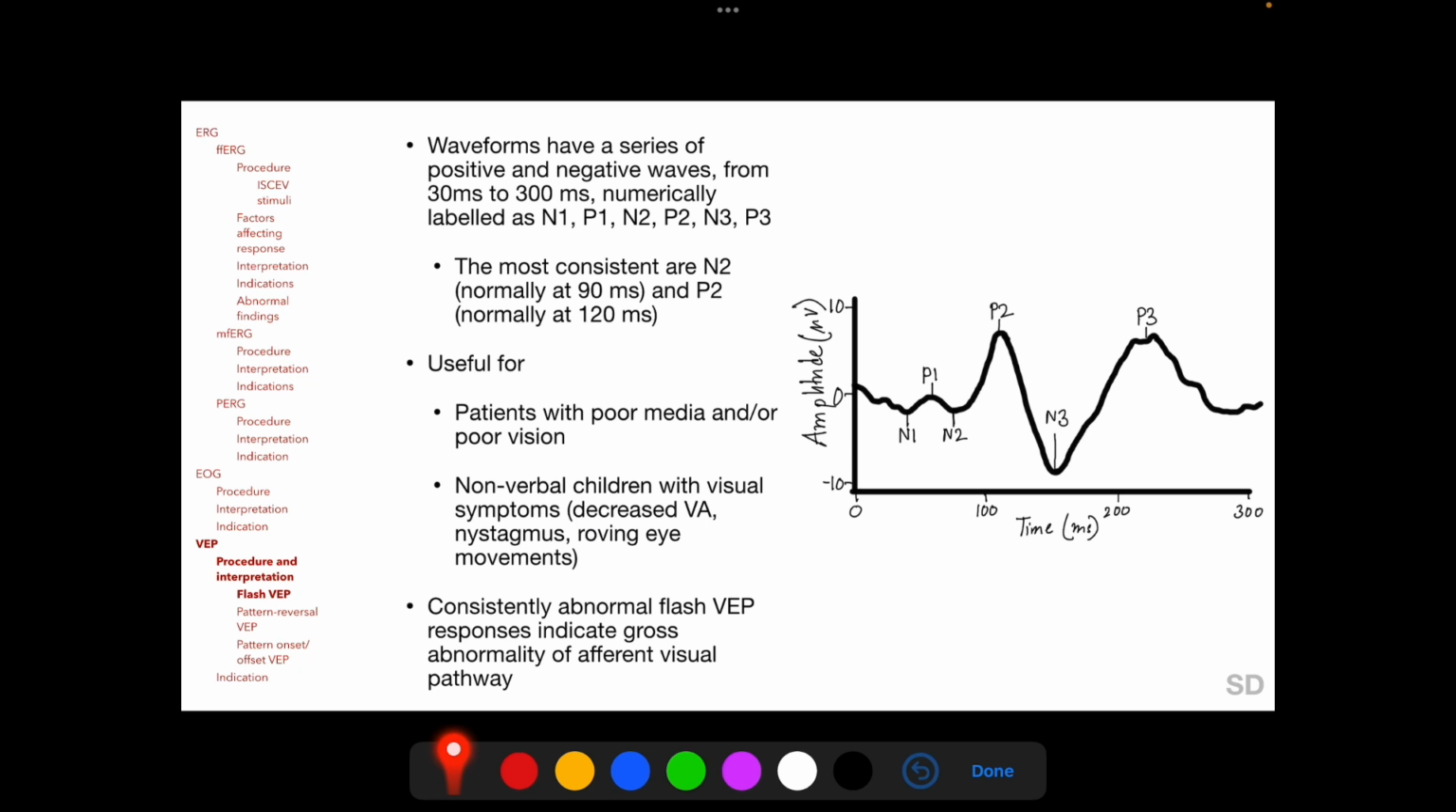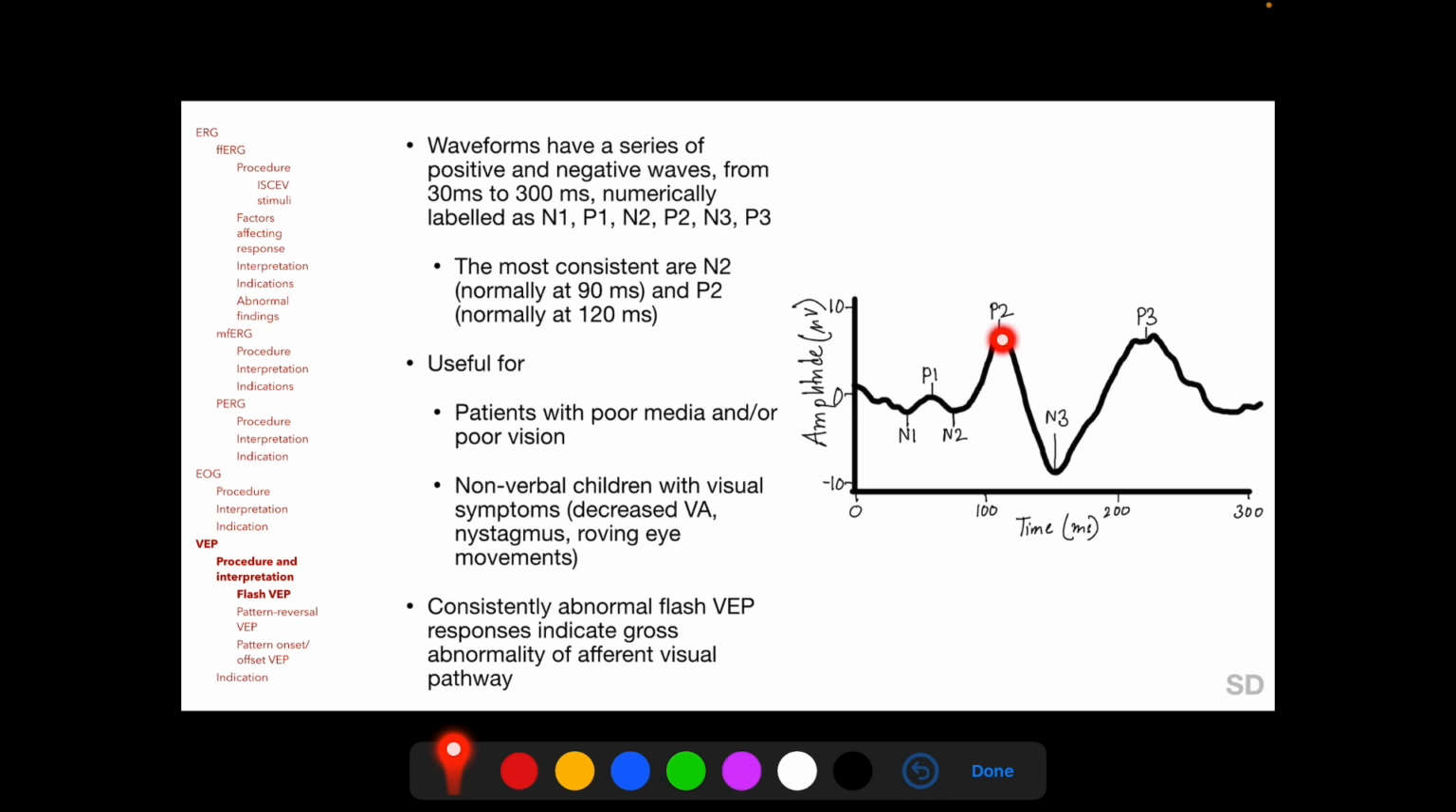The waveforms in flash stimulus VEP response have a series of negative and positive waves from 30 milliseconds to 300 milliseconds, numerically labeled as N1, P1, N2, P2, N3 and P3. The most consistent among them are N2 and P2, the N2 occurring at 90 milliseconds normally and the P2 occurring at 120 milliseconds normally.